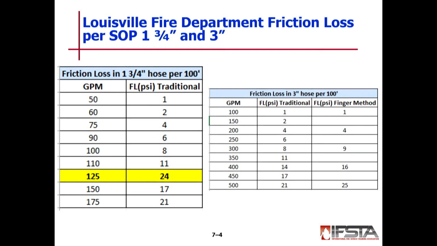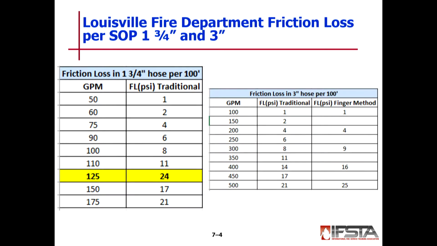On the left there is 1 3/4 inch. This spreadsheet shows you 1 3/4 inch friction loss for 100 feet. Obviously our sections are 50 feet, so you would divide that number on the right by 2.